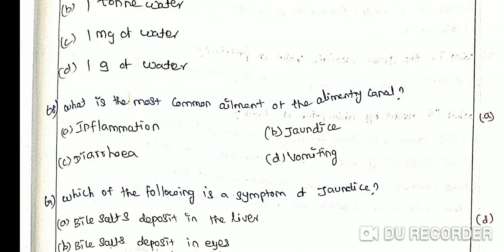What is the most common ailment of the alimentary canal? Option A inflammation, option B jaundice, option C diarrhea, option D vomiting. The correct answer is option A, inflammation. The inflammation of the alimentary canal is the most common ailment due to bacterial or viral infections. The infections are also caused by parasites of the intestine like tapeworm, roundworm, etc.